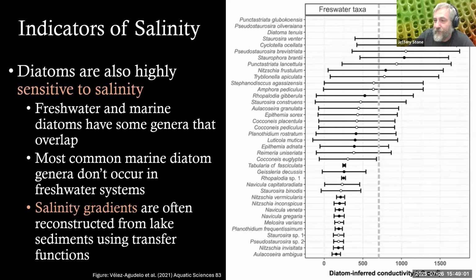They're used as indicators of salinity. Diatoms are very sensitive to salinity across the gradient from freshwater all the way into the marine realm. Diatoms are common in the ocean, they're common in lake environments, but typically things you find in lake environments are never found in the ocean, and things you find in the ocean are never or almost never found in freshwater environments. The most common marine genera don't even occur in freshwater systems and vice versa. So at a much higher level, they're connected to these salinity gradients. And we often use this to reconstruct past salinity changes in lake systems using diatoms.